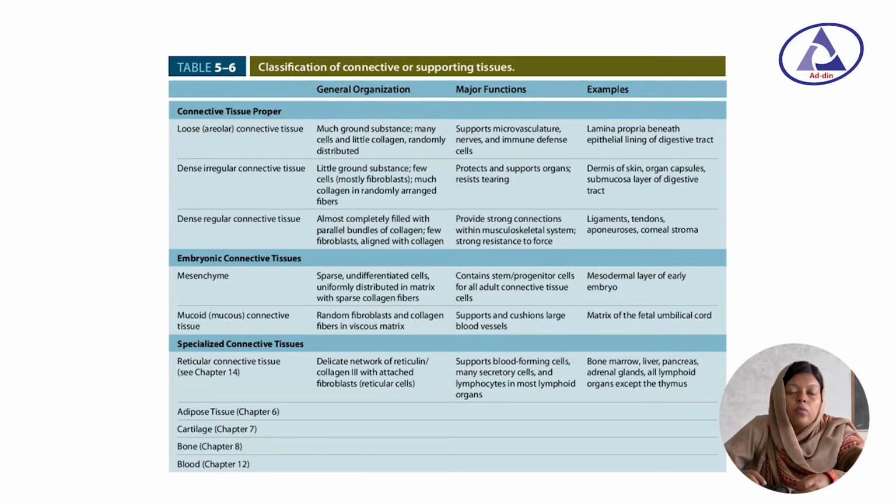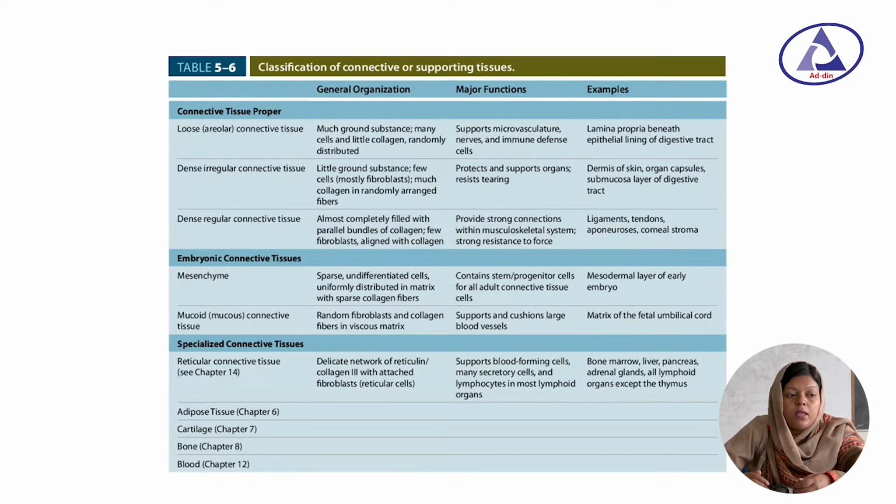In this term, we find number 1, dense, and number 2, irregular. Dense means the consistency of the fiber, where it is dense. Regular or irregular means the direction of the fiber. If all the fibers are directed in the same direction, then it is regular. If the fibers are interwoven and randomly directed, then it forms the irregular. So dense irregular connective tissue has a little ground substance, few cells, but much more fiber which are randomly directed.